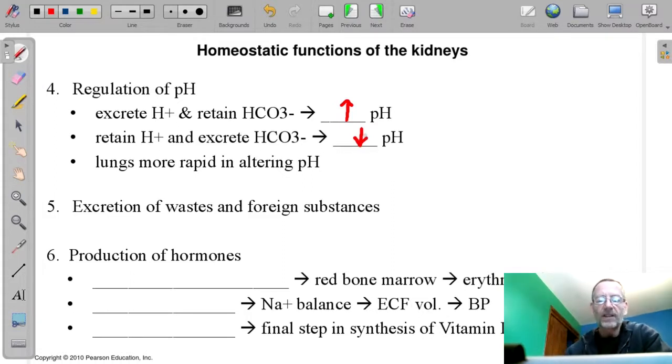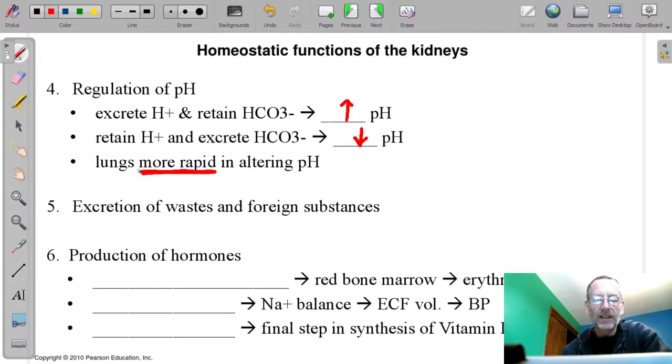And don't forget that the lungs can do the same thing. Remember the reaction in the lungs where carbon dioxide and water makes carbonic acid, and that reaction is occurring in the red blood cells as they are transporting carbon dioxide. So increased breathing, remember, will lower the CO2 level, will lower the acid production, which will raise the pH. And so the lungs are rapid. If lungs are failing or are compromised, kidneys may take over.